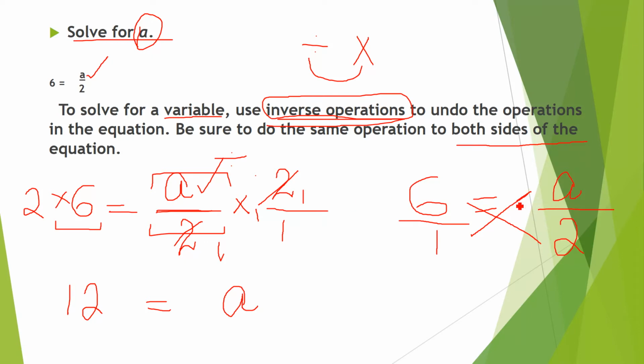See, the multiplication sign is like this. So you have to multiply A by 1, A times 1 is A, and see, 6 times 2 is 12. So A is equal to 12. In one step you solve this question. What we did is cross multiplication. A is equal to 12, right?